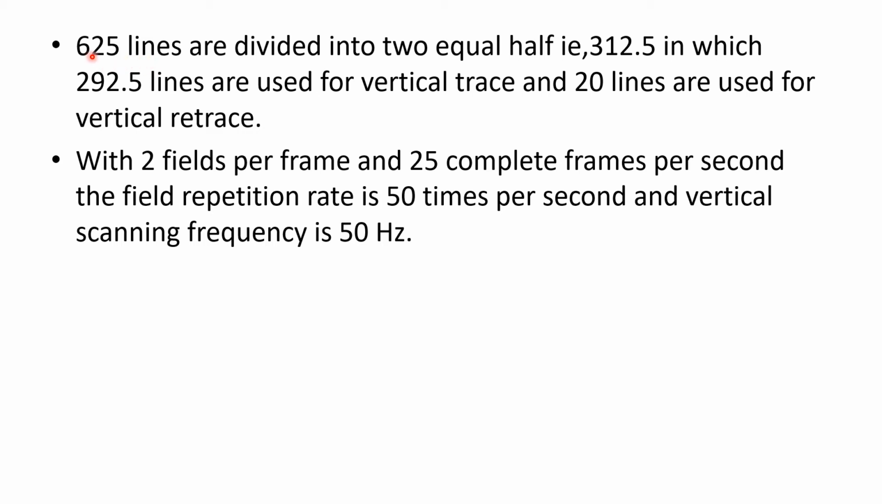We are going to divide the total of 625 lines into two fields. So 625 divided by 2 is 312.5 lines. We have two fields of 312.5 lines, out of which 292.5 lines are used for vertical scanning, and 20 lines are inactive lines. They will be used simply for vertical retrace. In the next slide, we can see how this is going to occur.